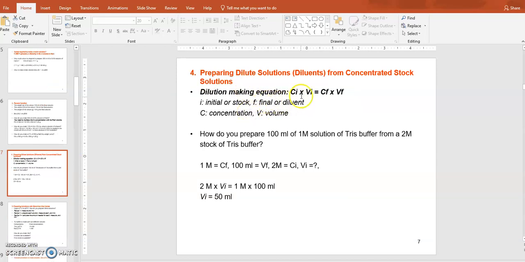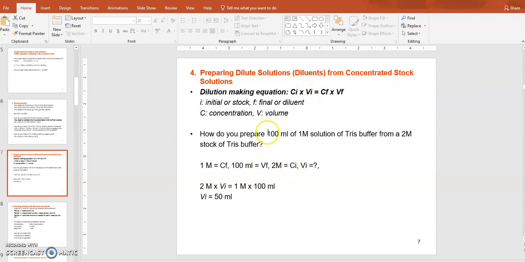Okay, so the last case is, how about dilution? What if you have an already made stock solution that is very much concentrated? You're asked to make a dilution out of it. How do you do that? For that, you need to remember this equation: Ci times Vi equals Cf times Vf. C equals concentration, V equals volume, I equals initial, F equals final. So initial is the stock concentration and stock volume, and the final is the solution you are making, its concentration and volume. If you multiply them together, you will solve for the unknown amount of the stock solution. That's how I figured it out.